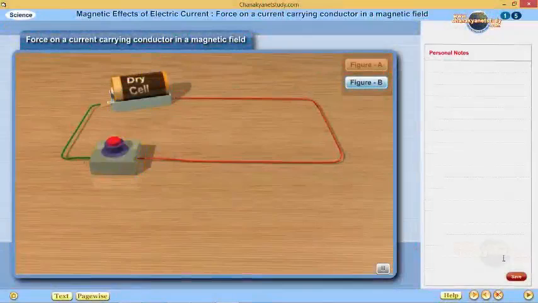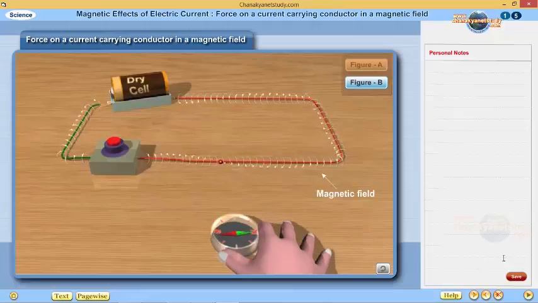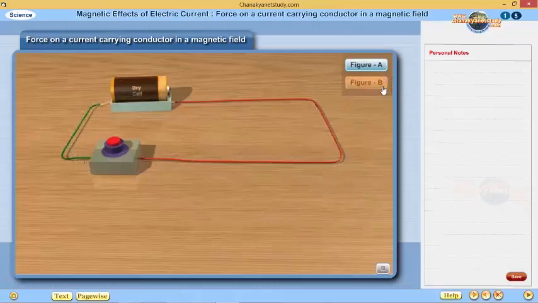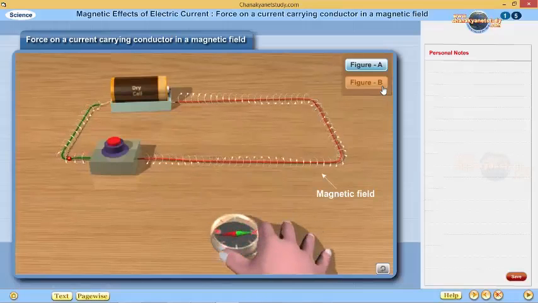Force on a current-carrying conductor in a magnetic field. Electric current flowing through a conductor produces a magnetic field. The field so produced exerts a force on a magnet placed in the vicinity of the conductor. French scientist Henri-Marie Ampère suggested that the magnet must also exert an equal and opposite force on the current-carrying conductor.